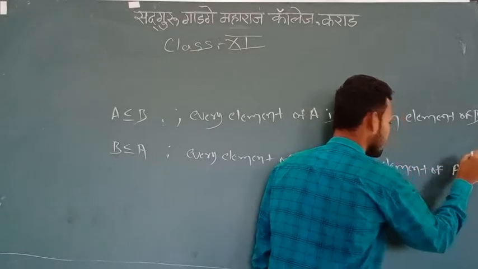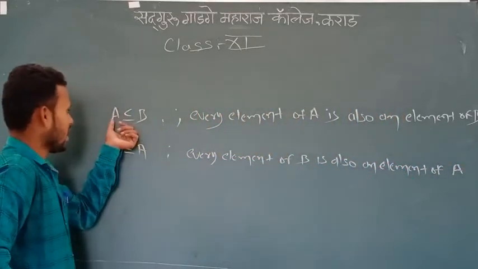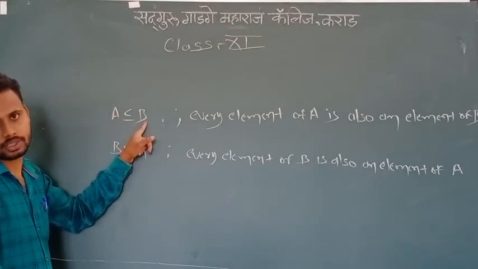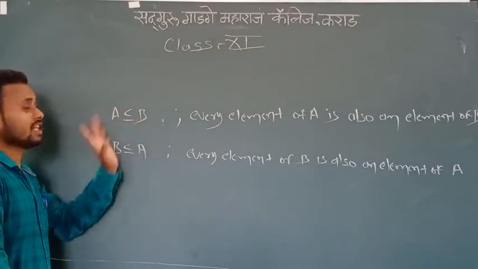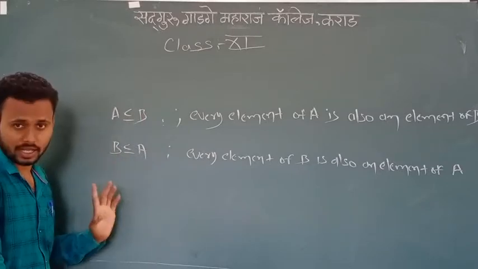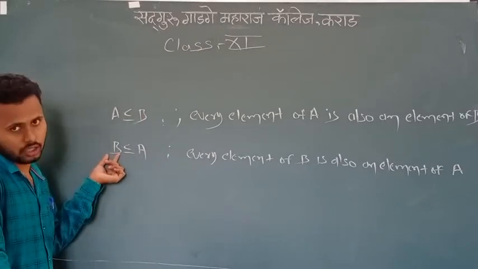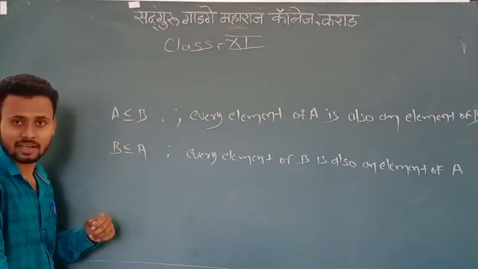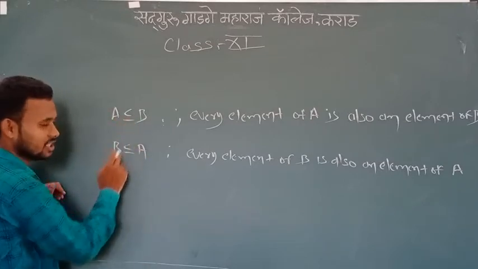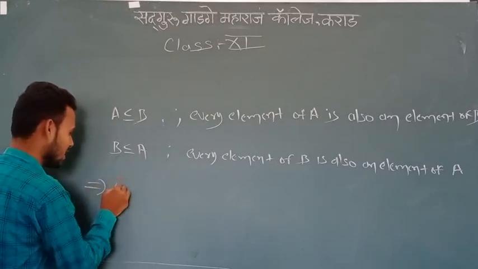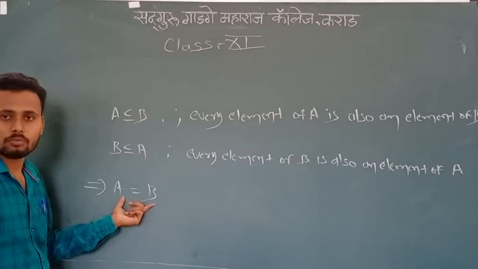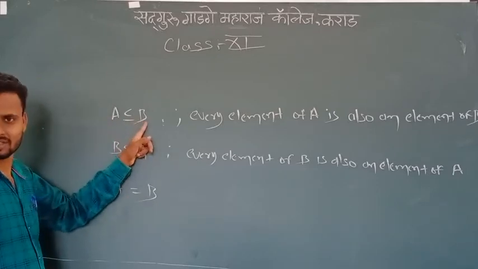ठीक आहे. A is subset of B असेल तर म्हणतो आपण every element of A is also an element of B. सिमिलरली जर B पण A चा सबसेट असेल, B is subset of A, then काय होतंय, every element of B is also an element of A. म्हणजे काय झालं, दोघांचे एलिमेंट्स काय झाले, सेम. Then we say that this condition implies A equal to B. A equal to B means equality of sets.